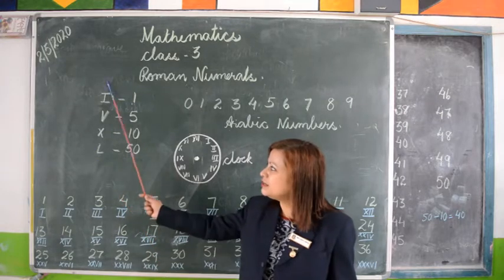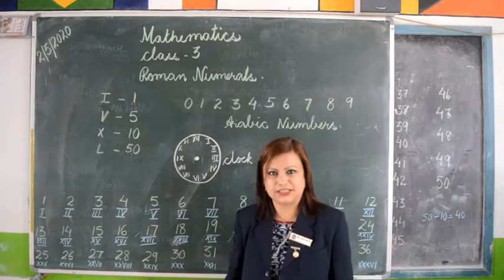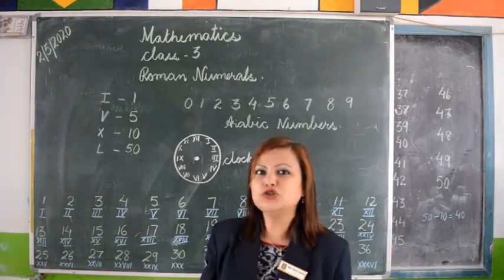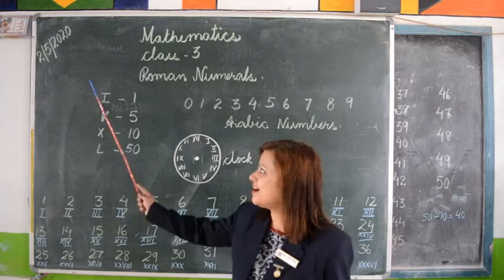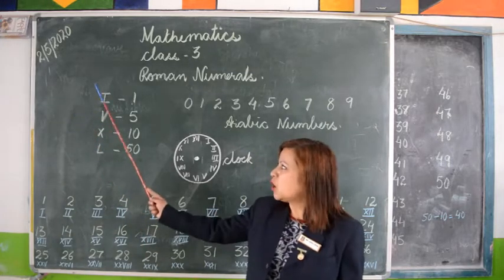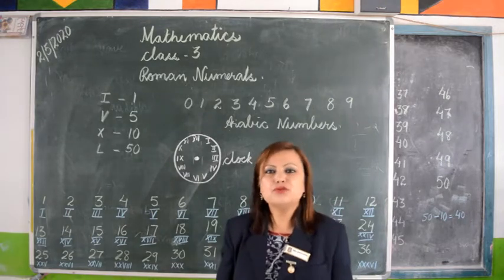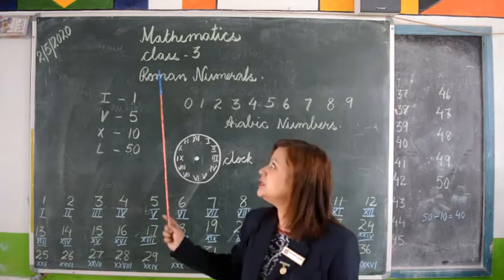In class 3 we will learn only up to 50. In class 4 and above you will learn more about Roman numerals. But in class 3 I am going to teach you only these 4, that is up to 50. There are many rules for Roman numerals.